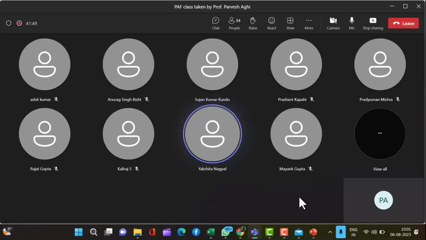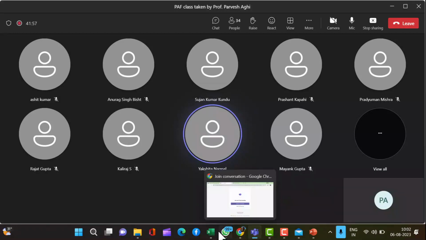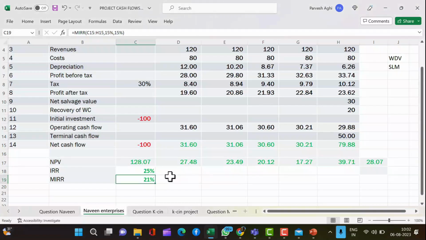Ashit? Sir, I have a doubt. NPV should decrease, but in my case, I don't know, I'm using the wrong formula or something. NPV is increasing over the years.